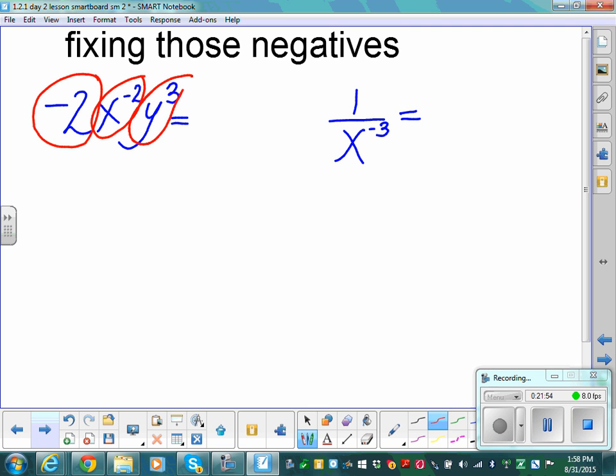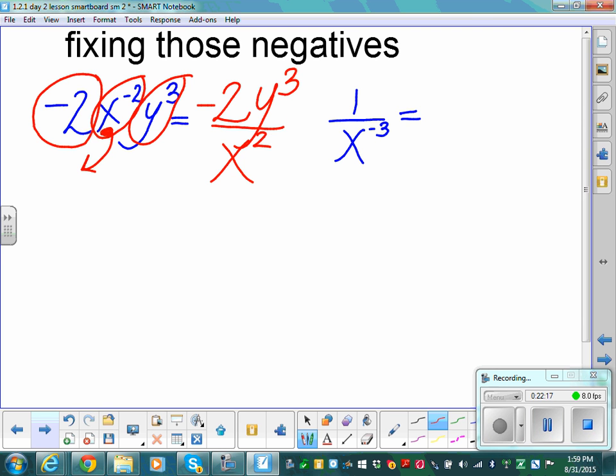So this has got to stay on top. Negative 2 wasn't a negative exponent, so it stays on top. How about y cubed? Also stayed on top because it wasn't a negative exponent, but we did take this one, we grabbed it and flipped it over a fraction to make it positive. So that would be x squared. Any questions?